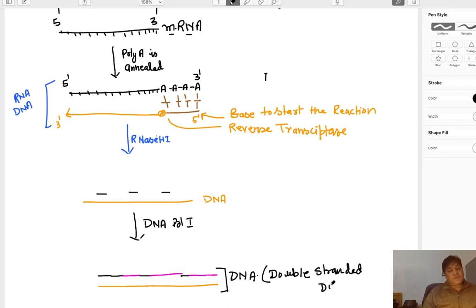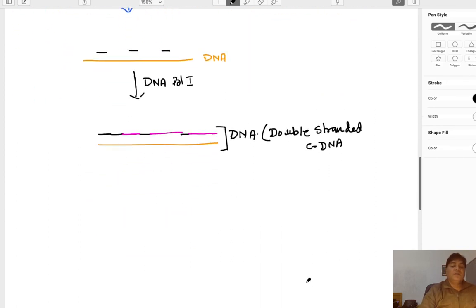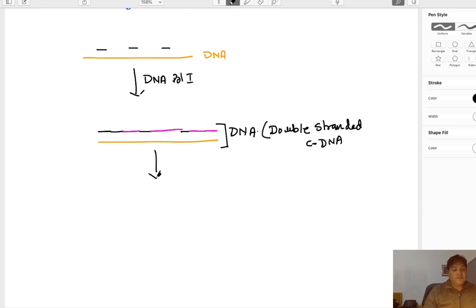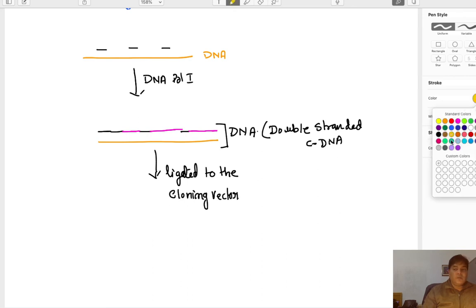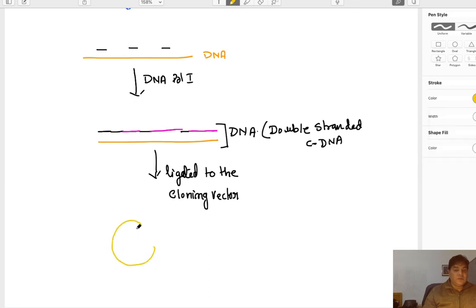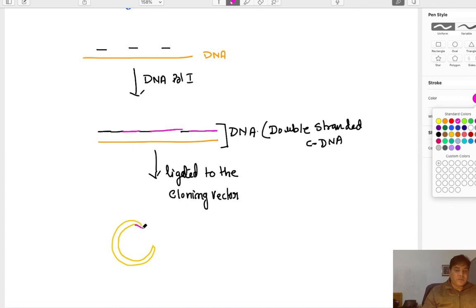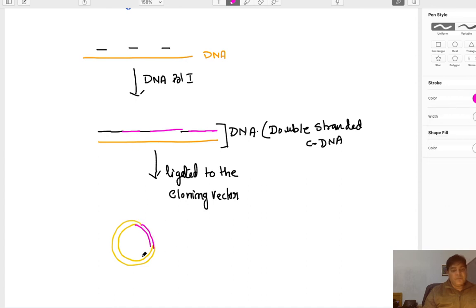This is double stranded DNA, which is actually cDNA. Now this cDNA is then ligated into the cloning vector. So if this is the cloning vector, maybe a cosmid, then this cDNA, I'm showing it with pink color now, is ligated into the cloning vector.